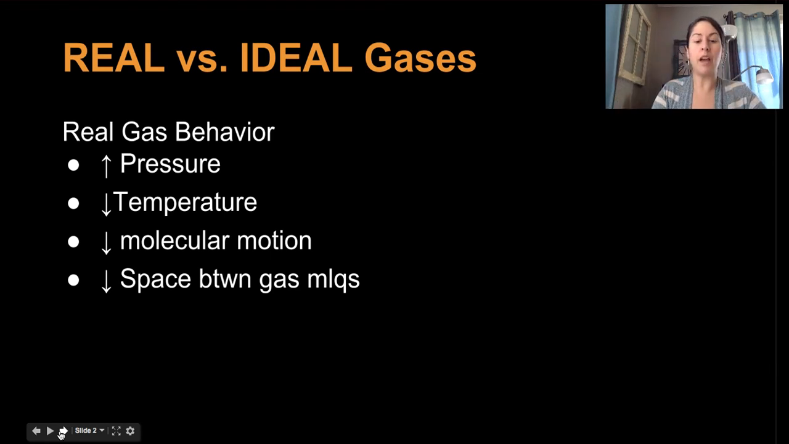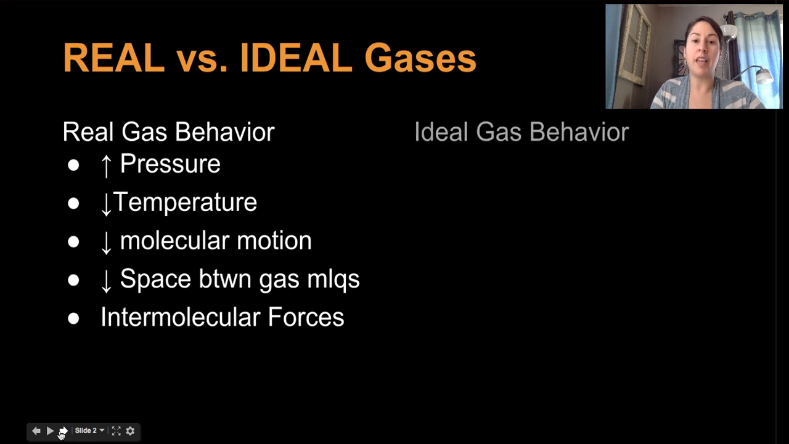And when we do that, what we see is that they are going to have intermolecular forces that start to impact them. So our collisions are no longer going to be completely elastic. There's going to be some interactions between them, and that starts to change their behaviors from what we normally associate with gases. The opposite is the case with ideal gases, and this is why we assume ideal gases. It makes our life a little bit easier.